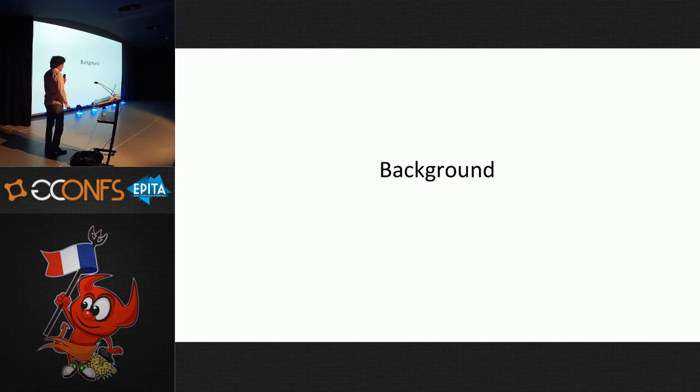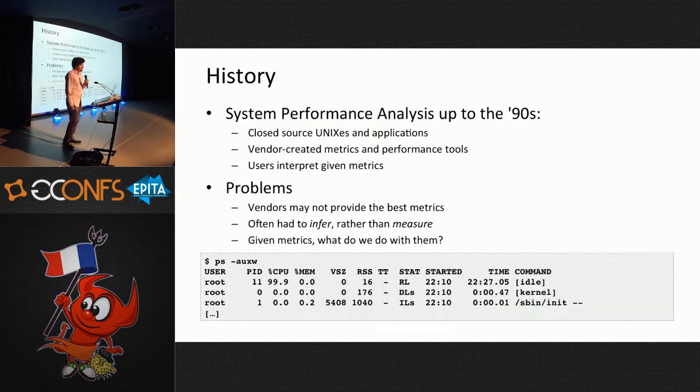Now, as background for performance methodologies, I've done this for a long time, and system performance up to the 90s was for closed source Unixes and applications. It's where the vendor would give you manuals. A long time ago, I did VAX VMS administration, so this is 12 feet of manuals. And you would read the manuals and you would assume that the vendor had come up with the best metrics possible. And it was our job to interpret the metrics the vendor had provided.